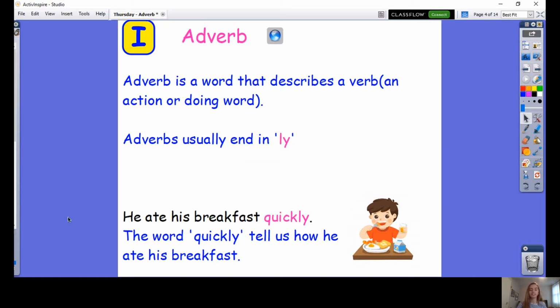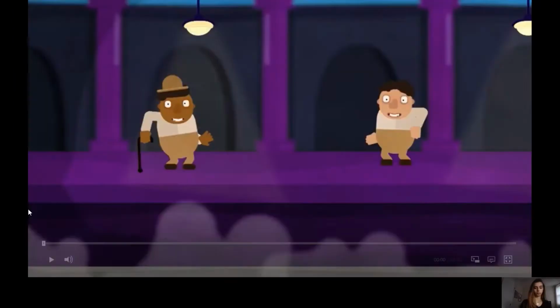So here we have a sentence. He ate his breakfast quickly. Quickly is our adverb because quickly ends in ly, and the word quickly tells us how he's eating his breakfast. So if we just had the sentence, he ate his breakfast, he could be eating his breakfast slowly. He could be eating his breakfast calmly. We don't know. So the adverb gives us extra detail and tells us he's probably really hungry, and that's why he's eating it so quickly. Now we're going to watch a video all about adverbs.